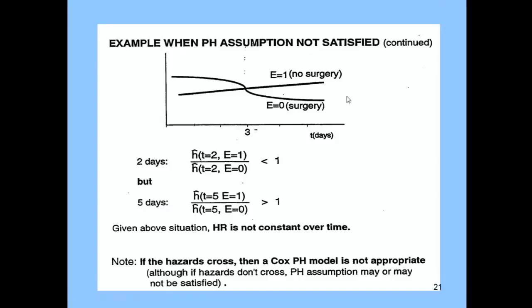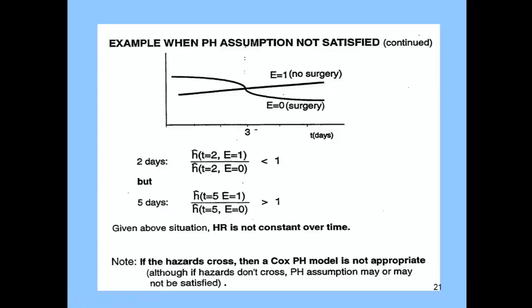This is always higher. The no-surgery hazard is always higher than the surgery hazard, which is good for the surgery. If this is higher than that, it's good for the surgery. Surgery's doing better. The hazard for the surgery is less. Okay. But what does this say as you go from here outwards? What's going on with the hazard ratio?